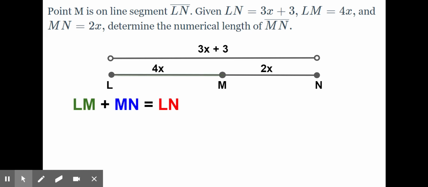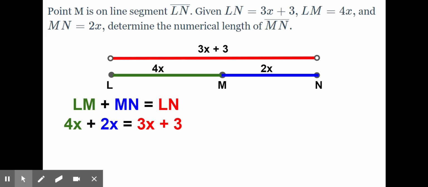We know again, if we take segment LM and add to it segment MN, that gives us our entire line segment LN. Now we just substitute those values in. LM is 4x, MN is 2x, and LN is 3x plus 3. We'll combine our like terms on the same side of the equal sign first. If I have 4x's and 2x's, I have a total of 6x's. Now my like terms are 6x and 3x, but they are on opposite sides of the equal sign. So I will subtract 3x from both sides. That leaves me with 3x equals 3.